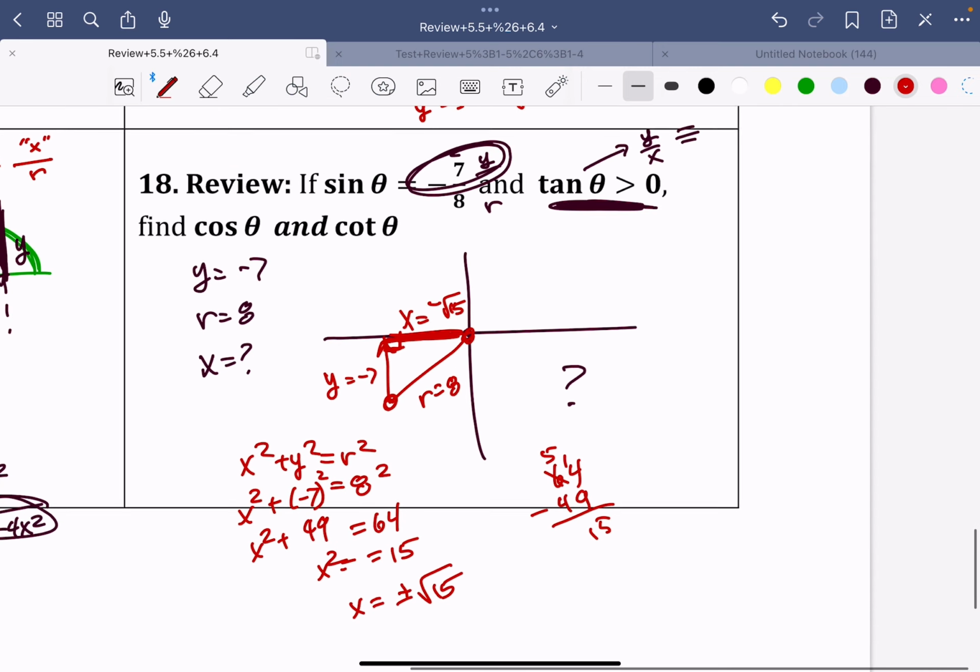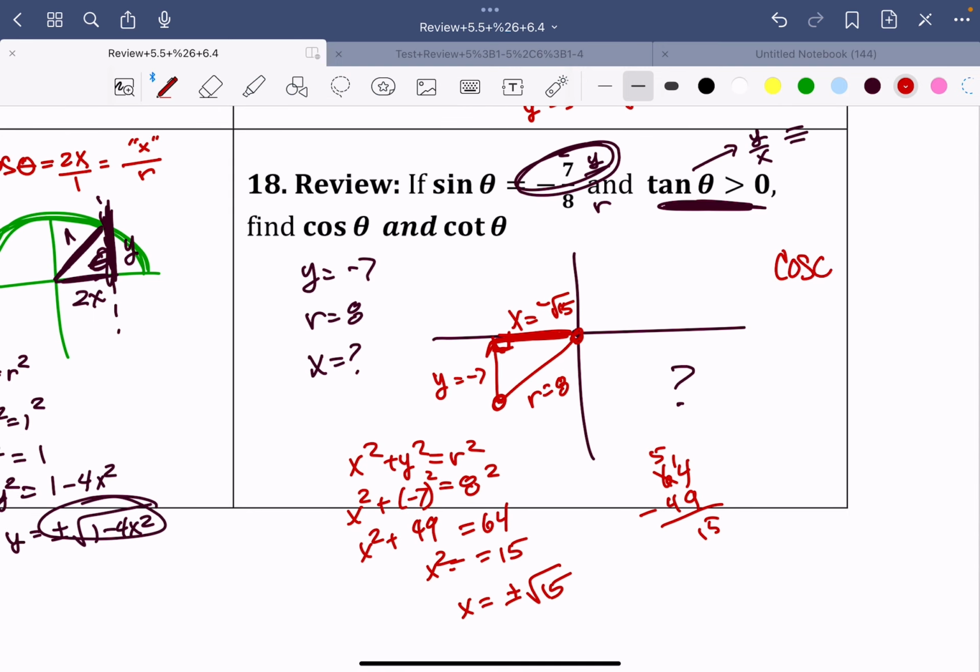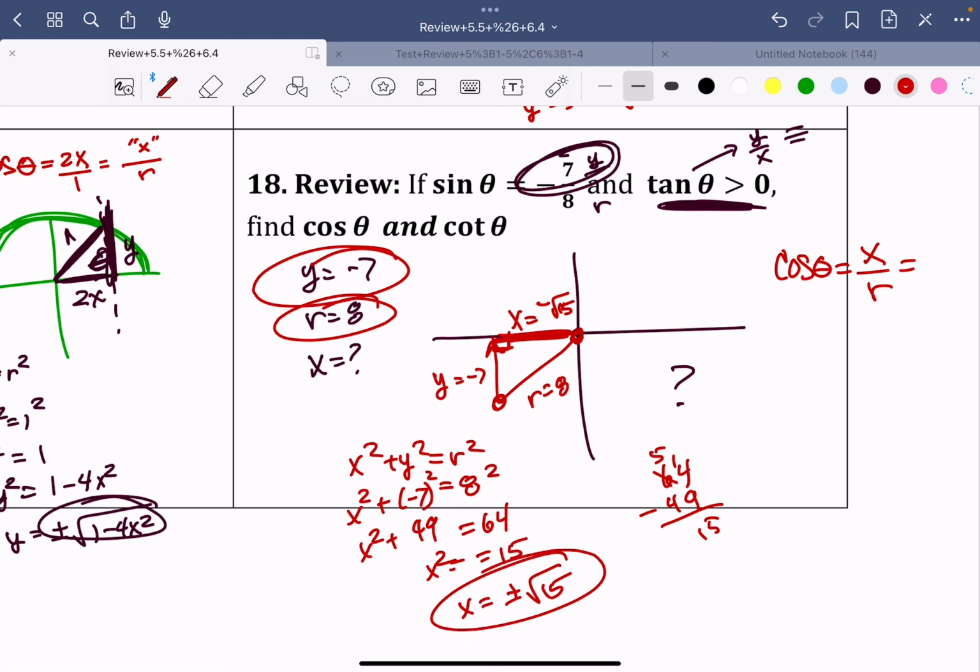So if you ask me about cosine, I'm going to say it's x over r. So that means that I have negative the square root of 15 over 8. And if you ask me about cotangent, that's tangent is y over x, so cotangent is x over y. It's going to be negative the square root of 15 over -7. And there's your answers.